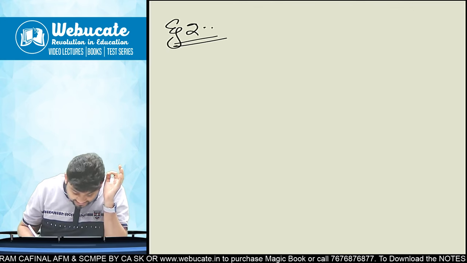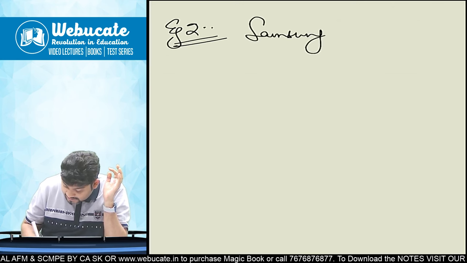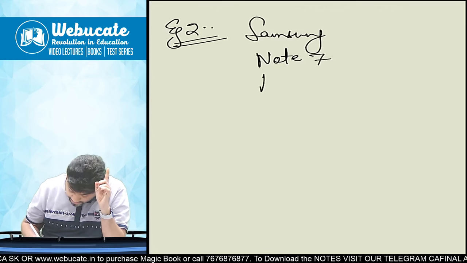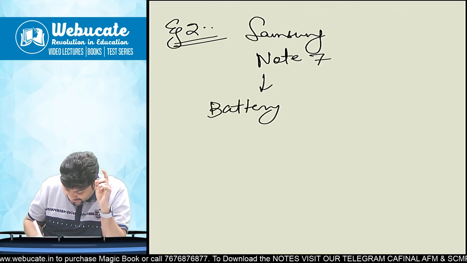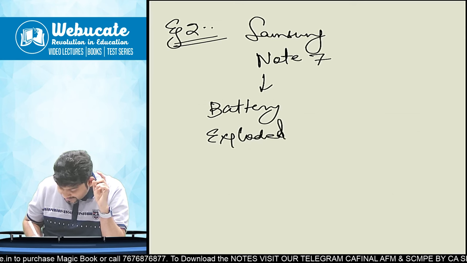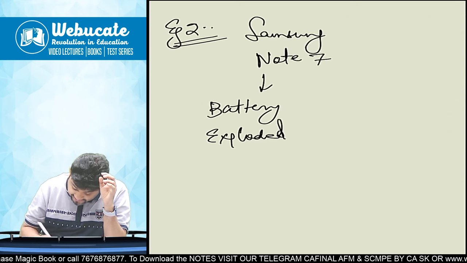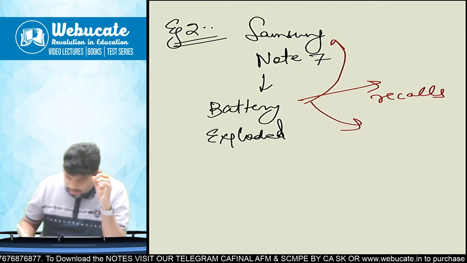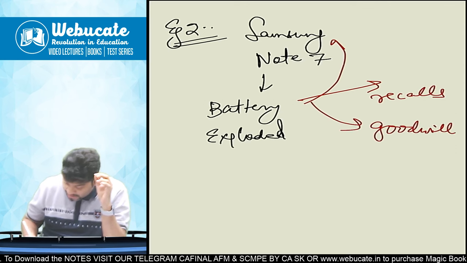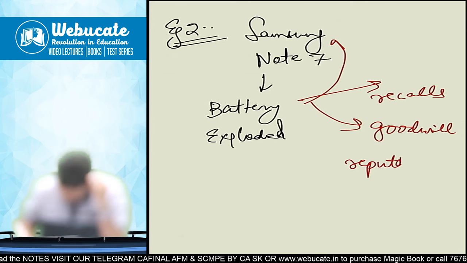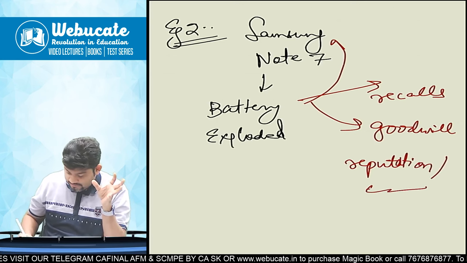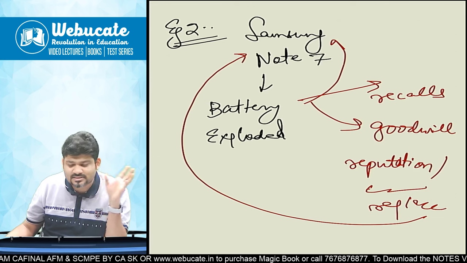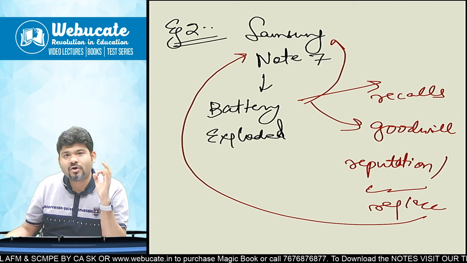Second example is related to Samsung Note 7. This phone had such a bad battery that its battery exploded. Yes, and it was a very, very big blot on the name of Samsung. There were so many recalls. The goodwill of Samsung was up for a toss. They had reputational issues. Then they had to replace the whole mobile phone. It was a disaster, nothing less than a disaster for them.